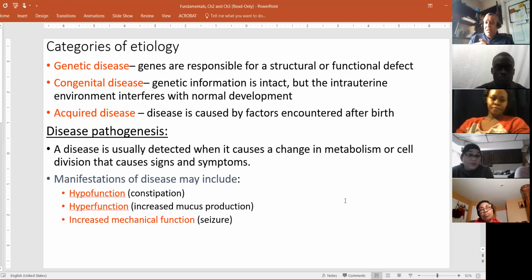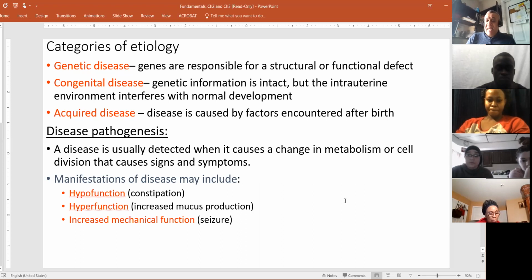like diarrhea. It's due to the increased mucus production, which is, in other words, that we are looking at the secretions overproduction. So mucus production could be increased. That's why there is hyperfunctioning. Hypofunctioning is because of decreased peristalsis. That's why the patient is constipated.